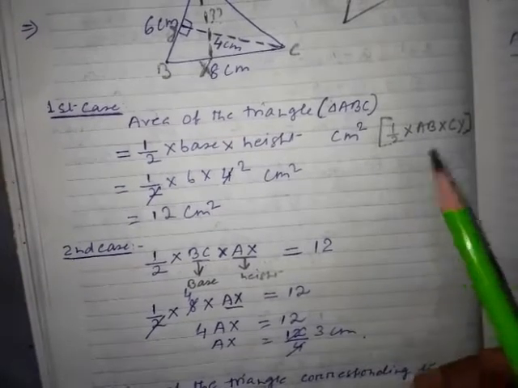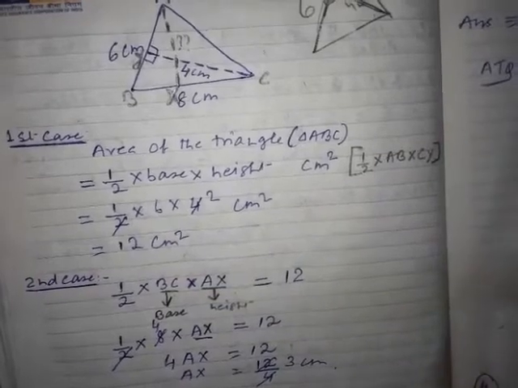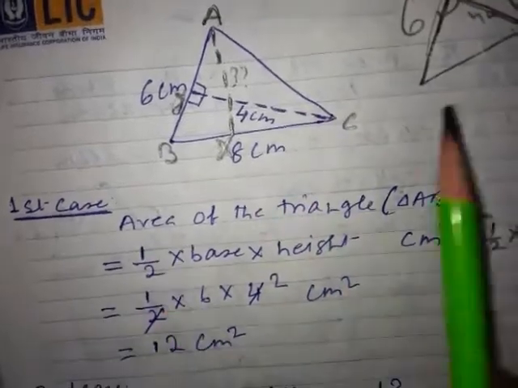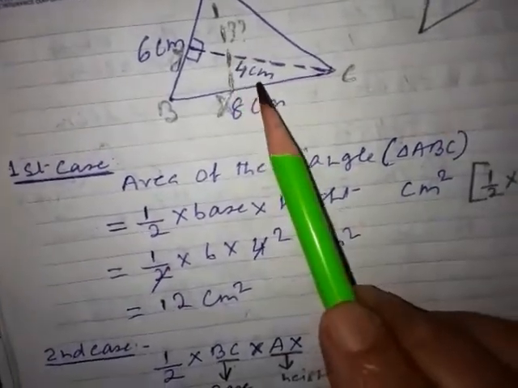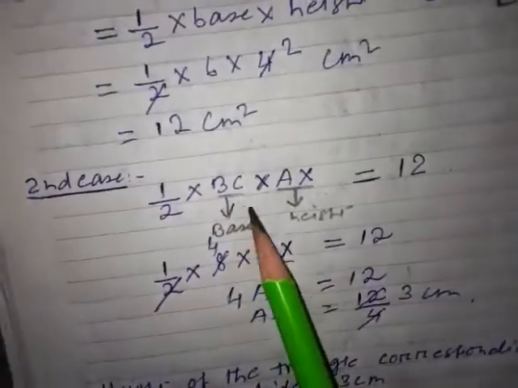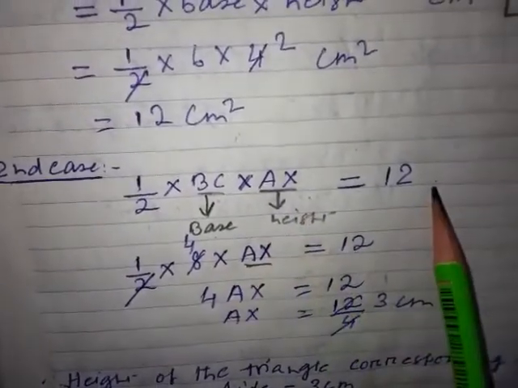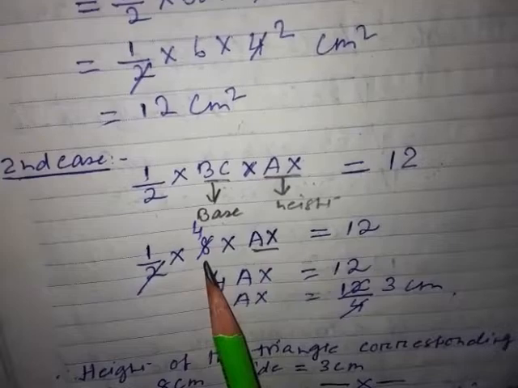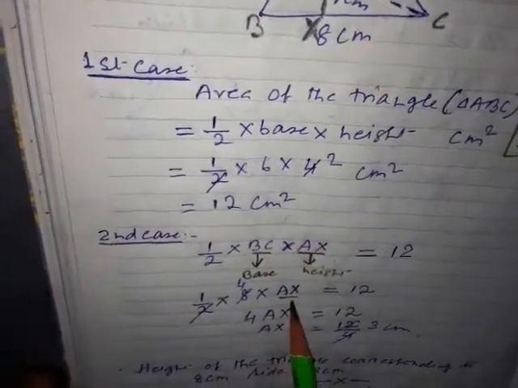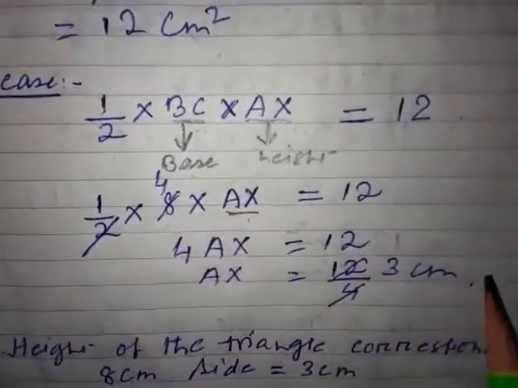Why 12 centimeter square? Just now I told you, this pencil, if you take it like this or like this, in both cases the mass of the pencil will be the same. Here also the triangle is the same, nothing is changing. Only the height is changing. So the area of the triangle will always be the same. So I have written here half into BC into AX. BC is the base, AX is the height, and the area is 12 centimeter square. The value of BC is known to us because the base is 8 centimeter. AX is not known to me, so I put AX. Now if you calculate, 4 AX equals 12 centimeter. What is AX? 3 centimeter.